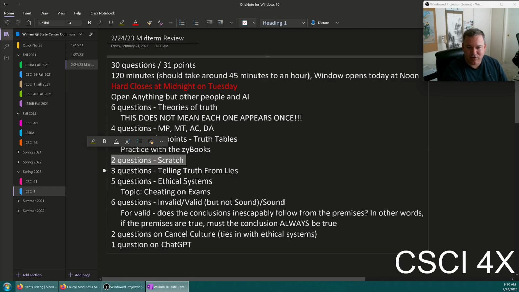Two questions on Scratch, and these are pretty straightforward. You click on the green flag to hit play. A forever loop is how you loop forever, that kind of stuff. If you've done the Scratch, you should have no problem with that. They're pretty basic.